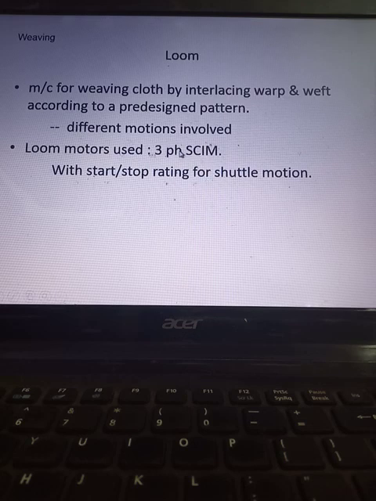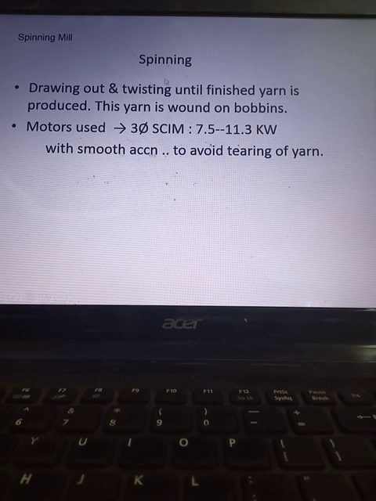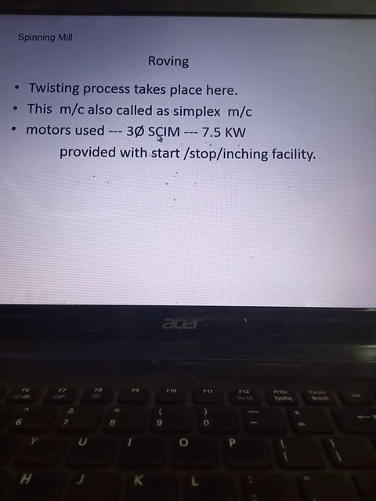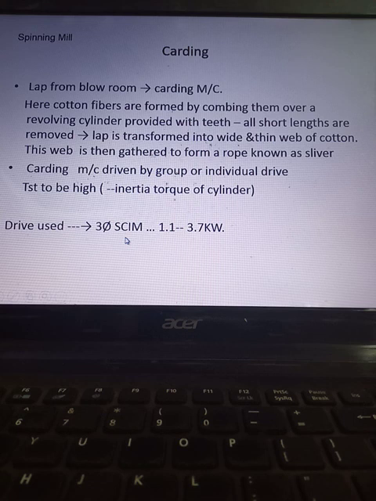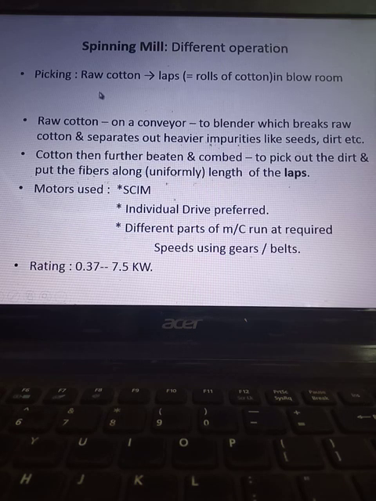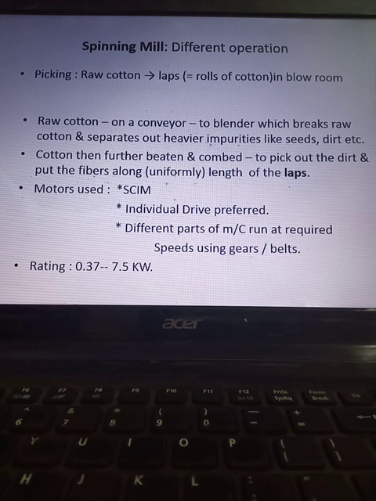Now this loom machine: 3-phase induction motor, squirrel cage, giving us weaving. Then spinning, 3-phase squirrel cage induction motor; roving, 3-phase squirrel cage induction motor; drawing, 3-phase squirrel cage induction motor; carding, 3-phase squirrel cage induction motor; and picking, 3-phase squirrel cage induction motor. Did you observe that? At different stages we made a mention of the drives employed. No, all through we have made a mention of one drive, that is 3-phase squirrel cage induction motor.